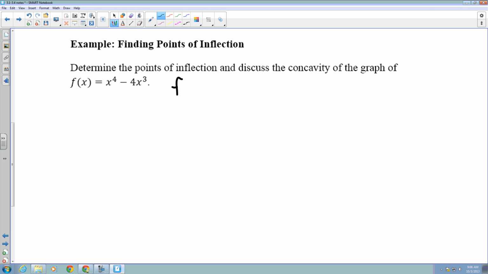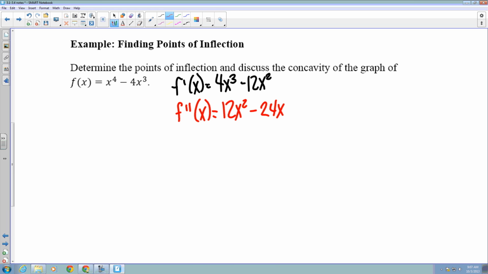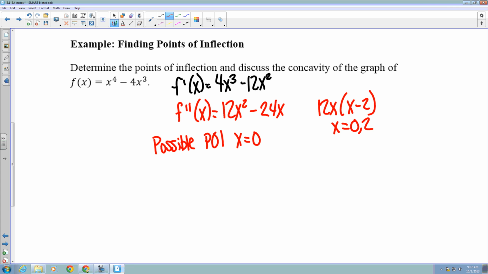So let's find the first derivative. This is an easy one. 4x to the third minus 12x squared. So the second derivative is 12x squared minus 24x. We need to find where that's either equal to 0 or doesn't exist, so I'm going to pull out a 12x. Our possible points of inflection, I'm just going to say POI, are those points we just found. X is 0 and 2.